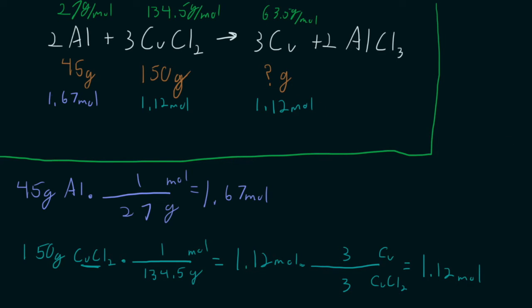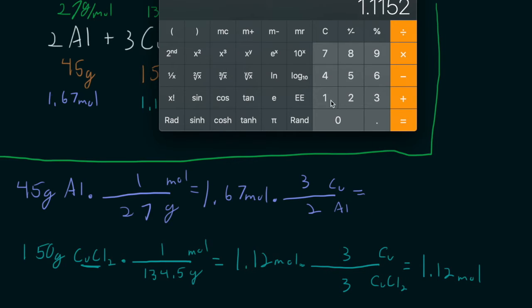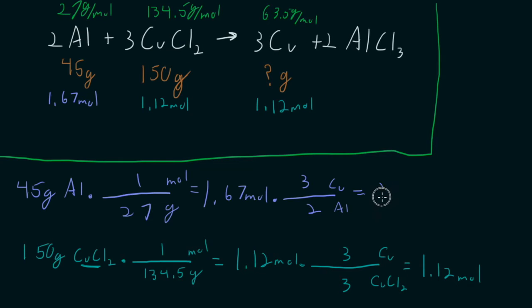So then let's do the aluminum. So now to get rid of my aluminum, to go to the copper, you look at this ratio, 2 to 3. So there's 2 moles of aluminum for every 3 moles of copper. So I'm going to take that 1.67 times 3 divided by 2. I end up with 2.5. So that's 2.5 moles of copper.